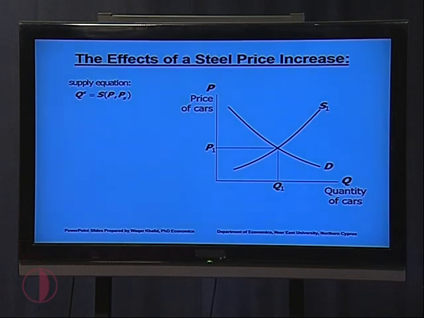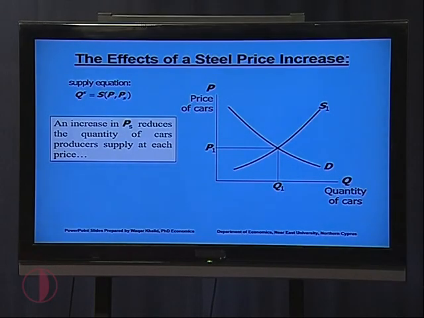We have discussed the supply equation, that quantity supplied depends on the price of the commodity as well as the price of input, which is the price of steel. So PS means price of steel, P means price of the new car. This is the original market equilibrium position.